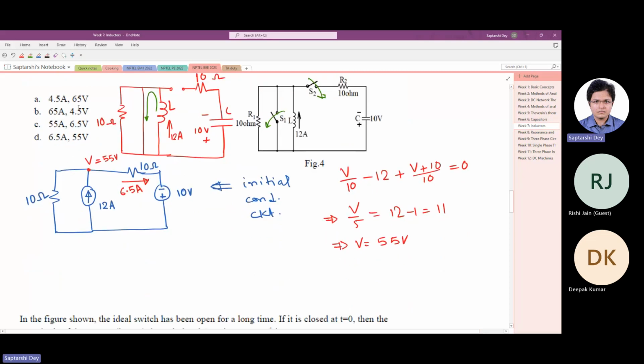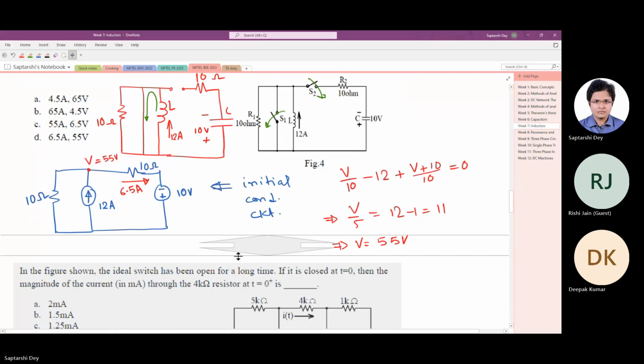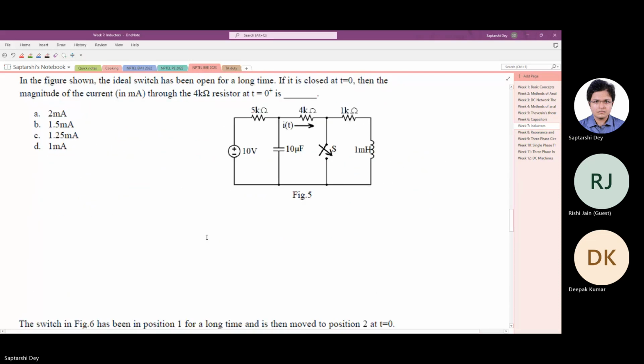Okay. The next question: in the figure shown, the ideal switch has been open for a long time. If it is closed at t equals 0, then the magnitude of the current in milliampere through the 4 kilo ohm, how much? Okay. So what we will do is same thing.